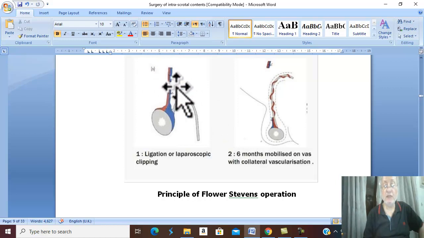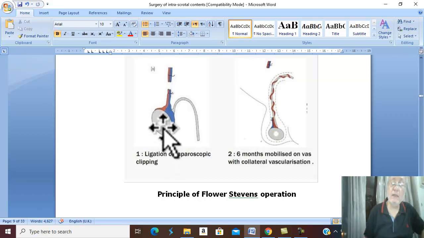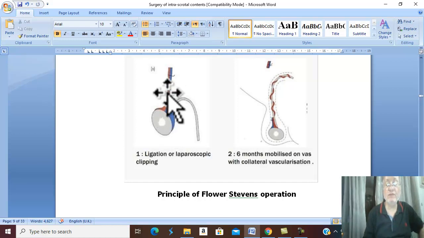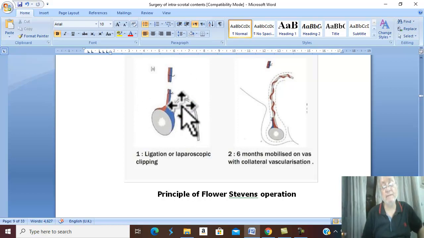Ligation and division of the testicular artery, and put the testis in the bottom of the scrotum. It will be supplied normally by the distal part of the testicular artery through anastomosis with the artery to the vas.